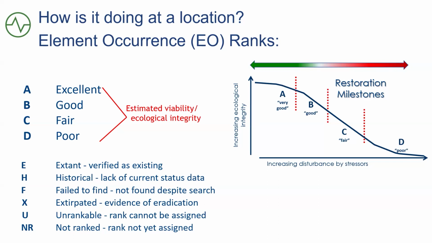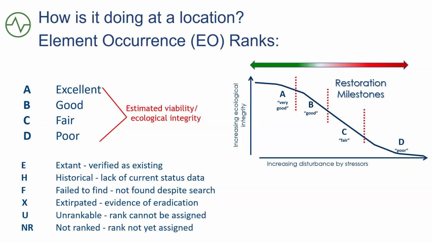The element occurrence rank, or EO rank, uses an A to D rating, with an A rank indicating that an EO is in excellent condition versus a D rank indicating that an EO is in poor condition, due to the factors I mentioned. There are other rank values listed on the lower portion of the slide. Some of these are assigned when there's insufficient data to actually assign an A, B, C, or D rank. The factors that are considered when assigning an EO rank are documented in the EO record.